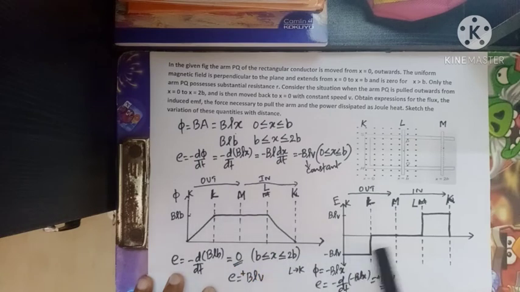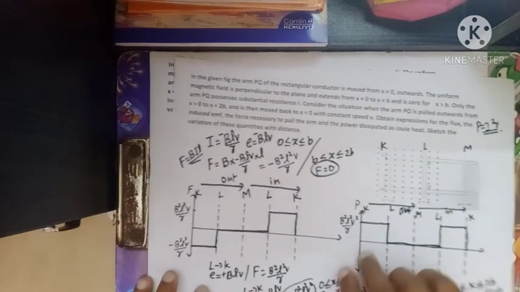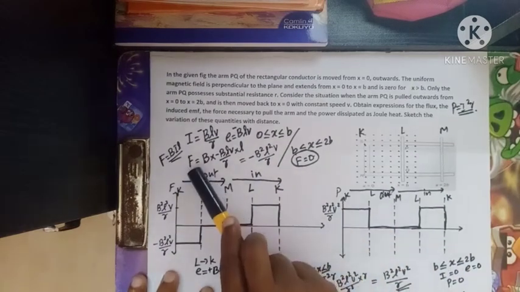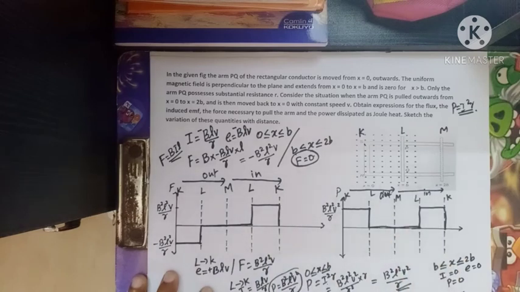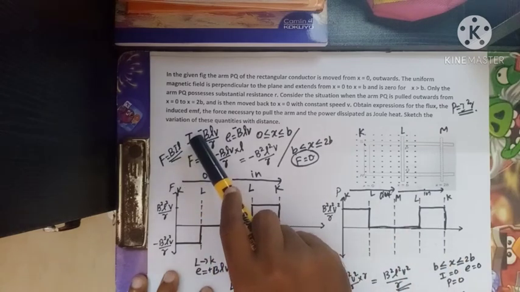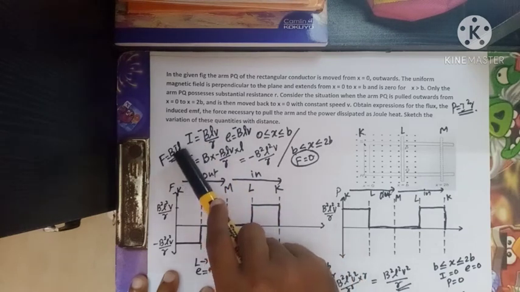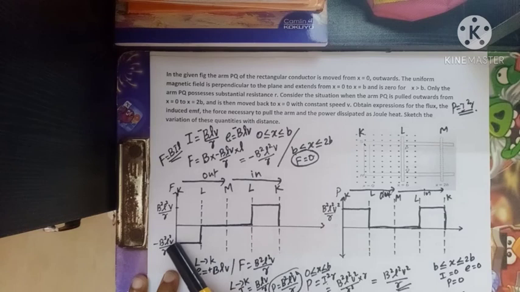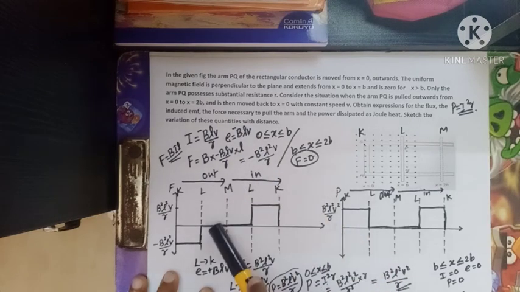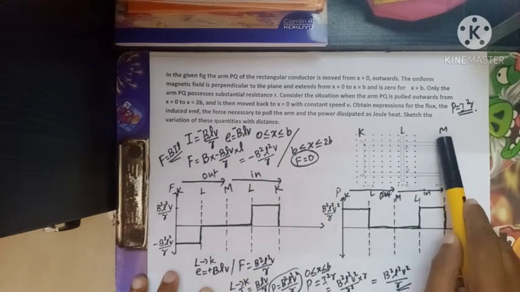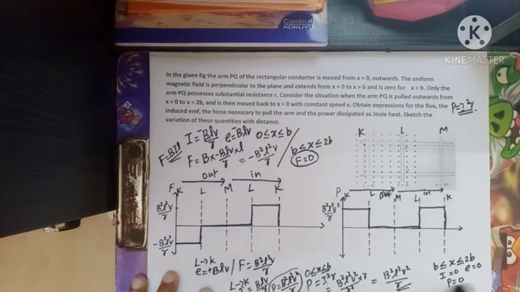Correspondingly, we have got EMF also. Negative EMF and this is positive EMF. Then based on the EMF and current values, what have we plotted? We have plotted the force experienced as well as the power. Force equals BIL using the value of current. EMF by resistance is current. We have got the current and we have calculated force. So force for the forward journey and for the backward journey. In these two cases, there is no need of force because EMF was 0 at these two regions. L to M and M to L, EMF was 0. There was no force.